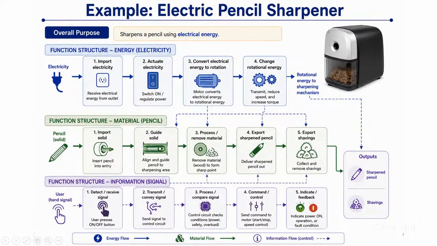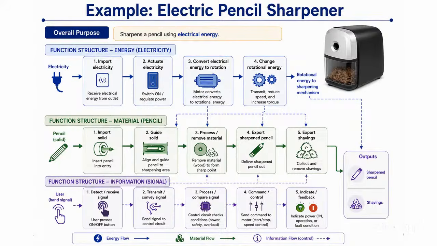If you look at the information flow, the user gives a hand signal like start, then the system receives the signal, it transmits or converts the signal, it does a comparison, like whether it is sharpened or not. It has a sensing mechanism to check whether it is sharpened properly. Then you control or command it. You send command to the motors to start or stop it or control the speed. Then you indicate the feedback. Let's say it's ready means you give a green LED, or if it is not ready or the process is happening means you indicate yellow or red color light. So this is the flow which is listed here.